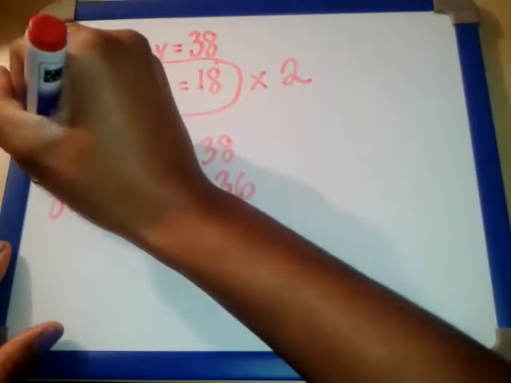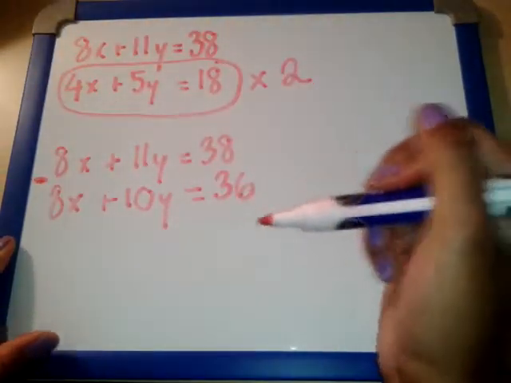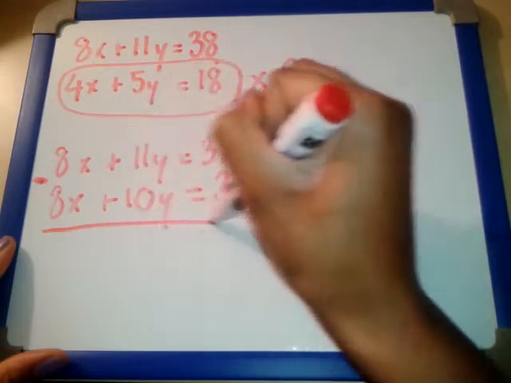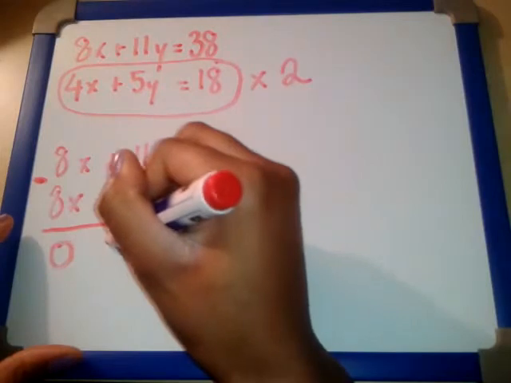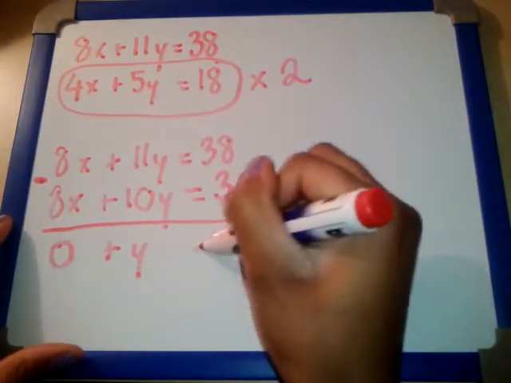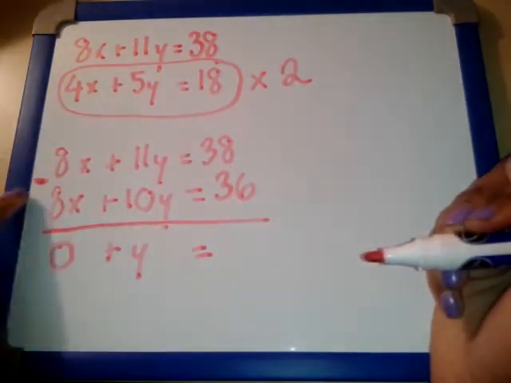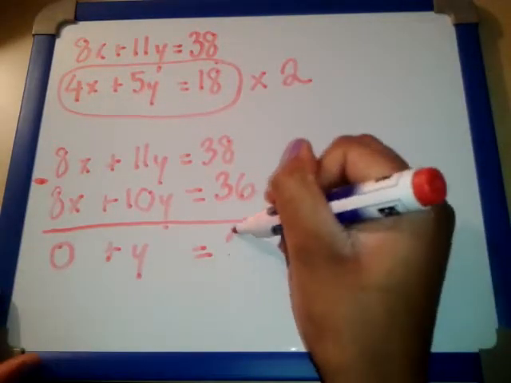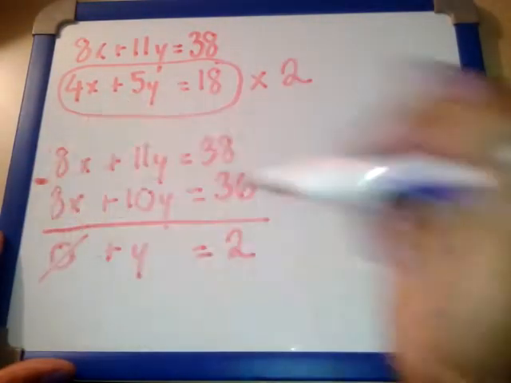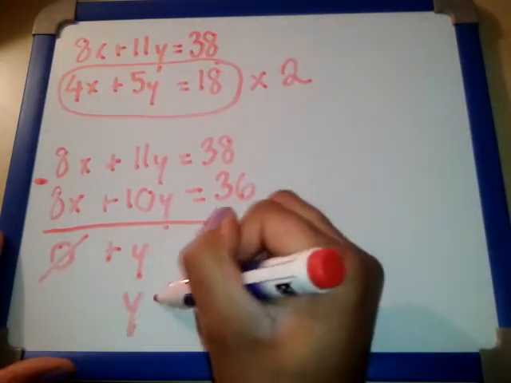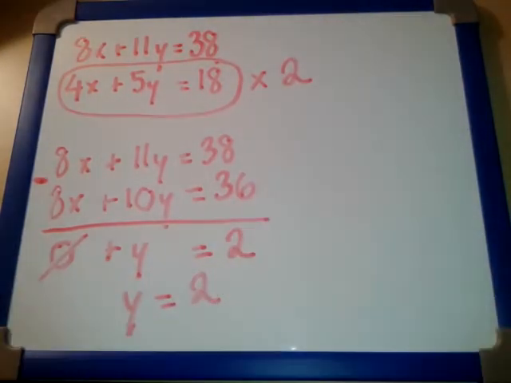So all we're going to do is to take the second equation away from the first one. So I've got my minus sign here. 8x minus 8x equals 0. 11y minus 10y equals y. And 38 minus 36 equals 2. So if we cancel out the 0, because that's nothing, we get y equals 2.